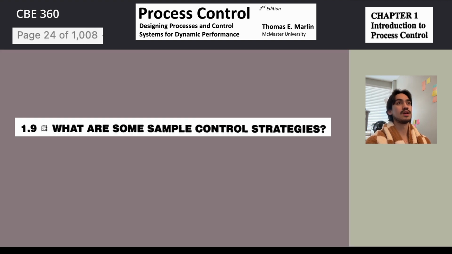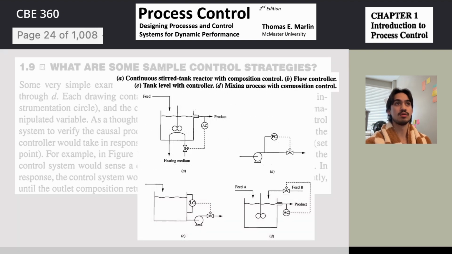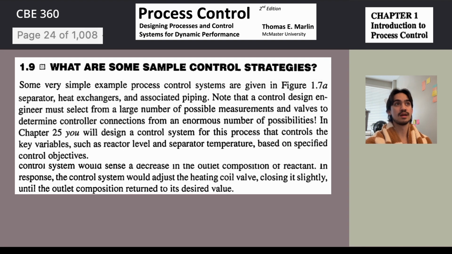1.9. What are some sample control strategies? Some very simple example process control systems are given in figure 1.7a through b. Each drawing contains a process schematic, a controller in the instrumentation circle, and the connection between the measurement and the manipulated variable. As a thought exercise, you should analyze each process control system to verify the causal process relationship and to determine what action the controller would take in response to a disturbance or a change in a desired value.